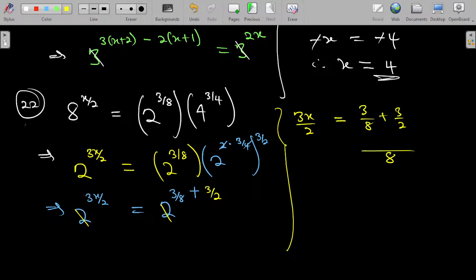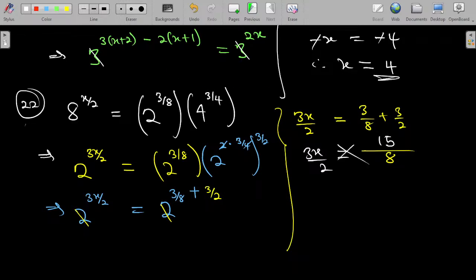LCM is 8. Of course you need to simplify the fraction. Our LCM is 8, and 8 into 8 is 1, times 3 is 3, plus 2 into 8 is 4, times 3 is 12. So here we have 3x all over 2 is equal to this. We can actually add that numerator, and if we do, we are going to get 15. Let me add it. 12 plus 3 is 15.